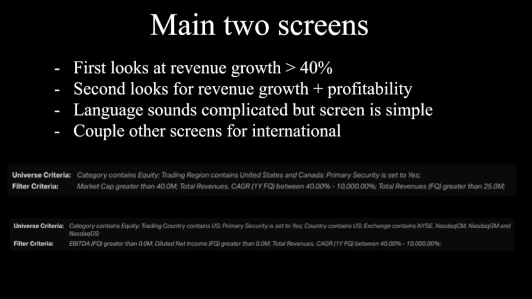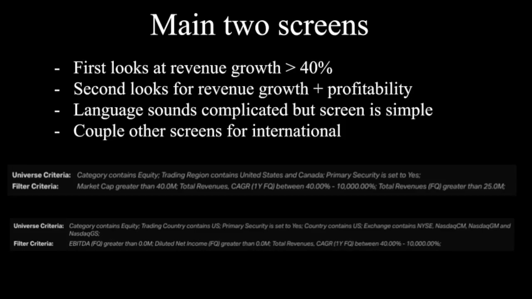I use primarily two main screens. The first screen looks at revenue growth with greater than 40%, and that's pretty much the only criteria, except for restricting some things about the exchange and the securities. The second screen looks for that same revenue growth of greater than 40%, and then adds in profitability. I check for profitability by measuring if EBITDA and net income are above zero for the current quarter.